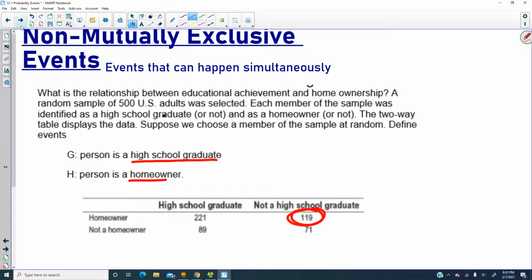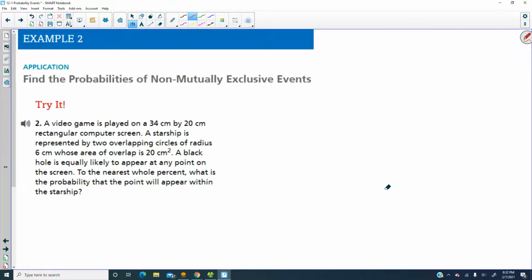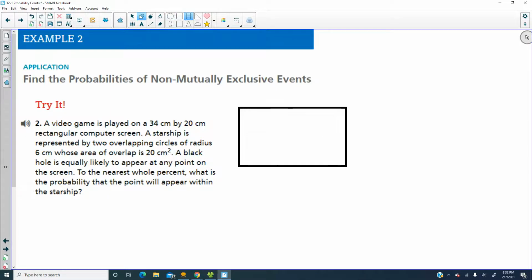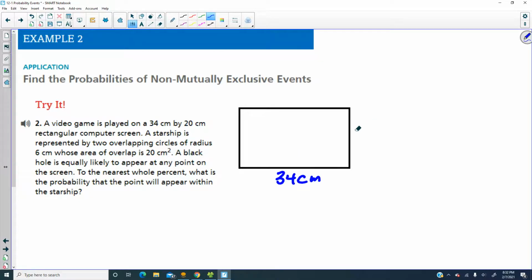All right, so let's look at some examples from your book. This is example 2. Find the probability of non-mutually exclusive events. A video game is played on a 34 centimeter by 20 centimeter rectangular screen. Okay, so I'm going to go ahead and draw a rectangle. And by the way, it's a computer screen. I believe that's more like a Game Boy size screen, but whatever, we'll go with it. We'll say this is 34 centimeters, and this is 20 centimeters. A starship is represented by 2 overlapping circles of radius 6 centimeters, whose area of overlap is 20 square centimeters.